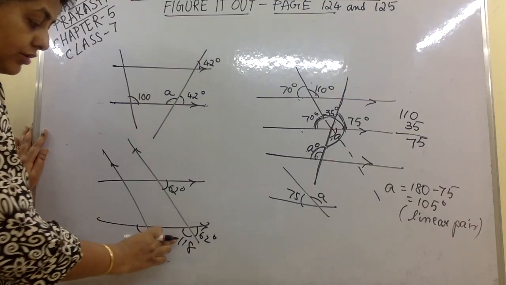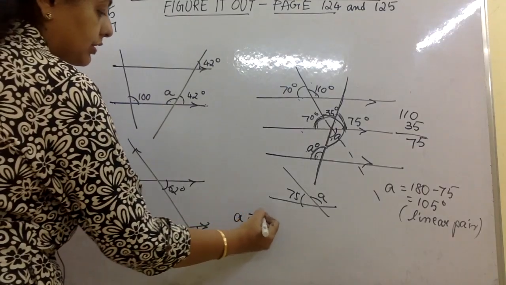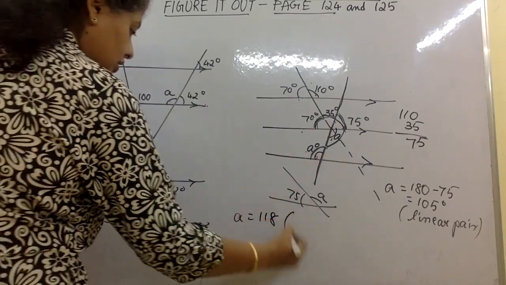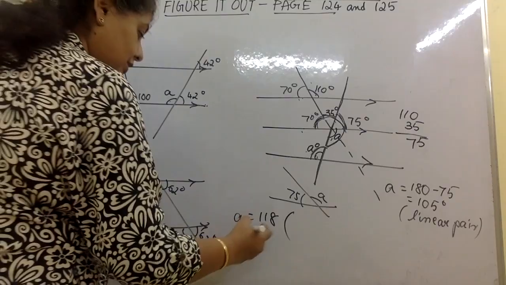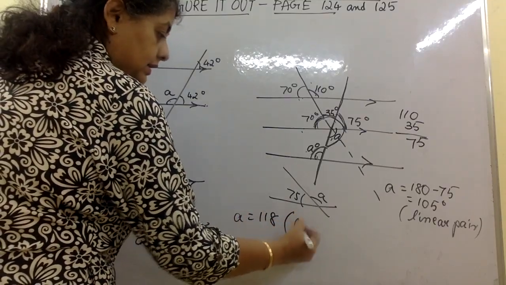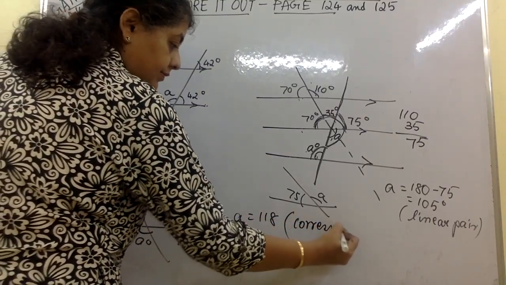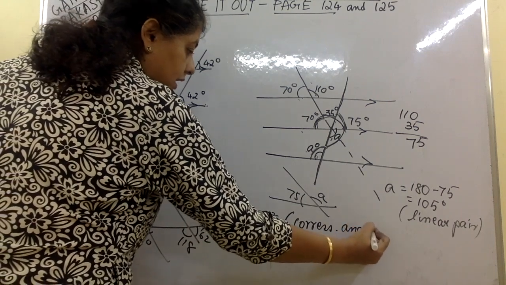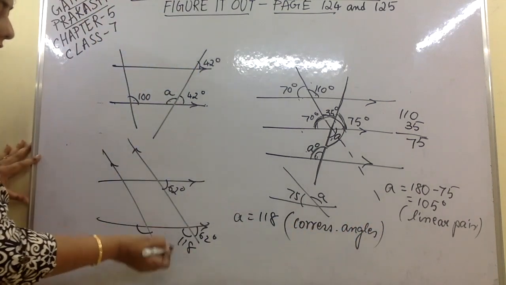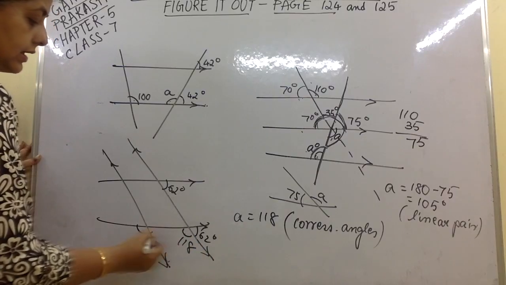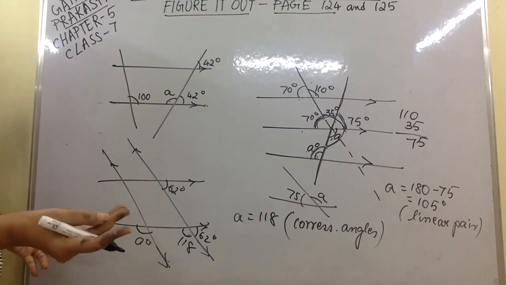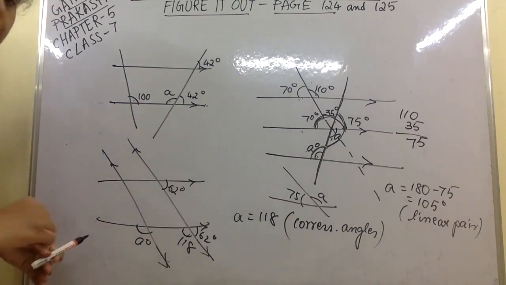Now see, the moment we got 118, A is equal to 118. Why? Because A is equal to 118 as they are corresponding angles. Corresponding angles are equal for parallel lines. Here when we say A is equal to 118, we are taking this line and this line. Okay, so let's see the next one.